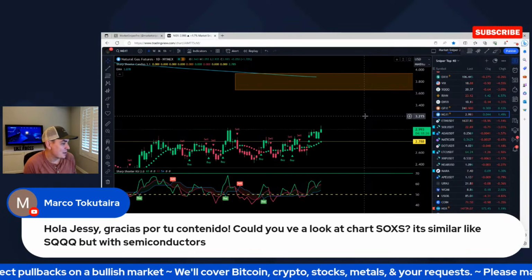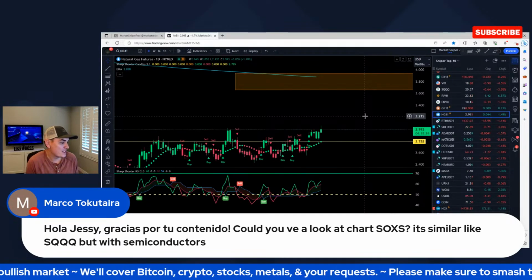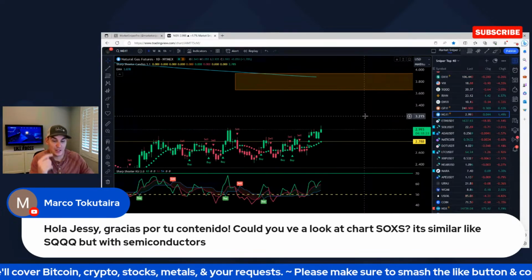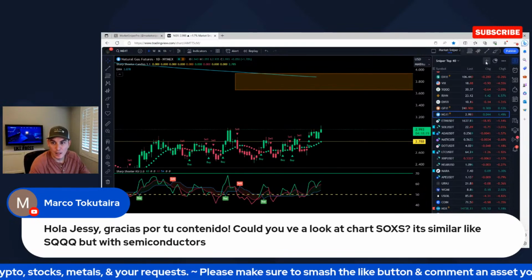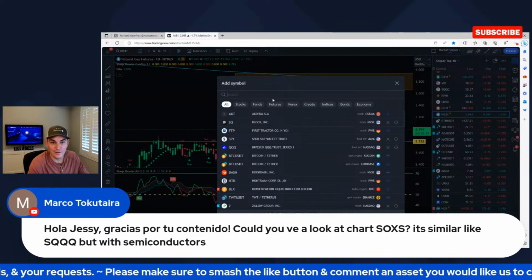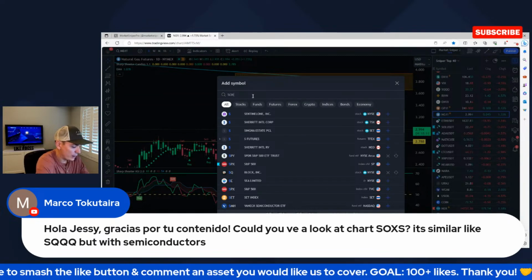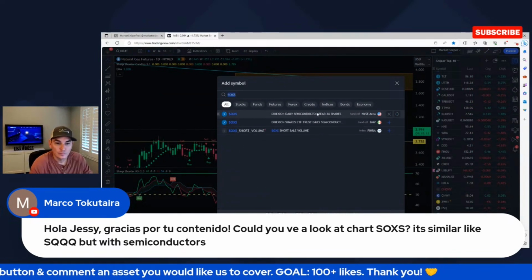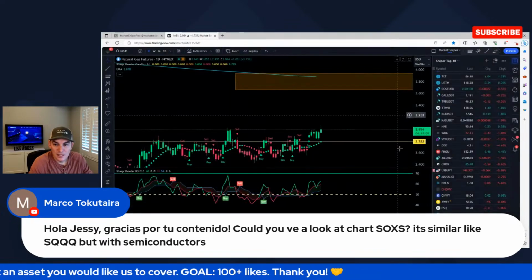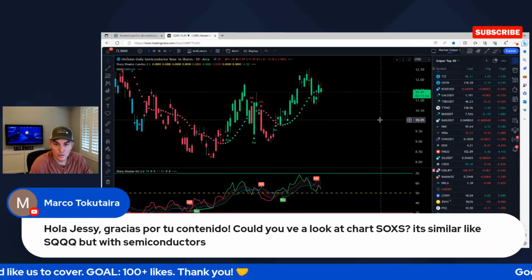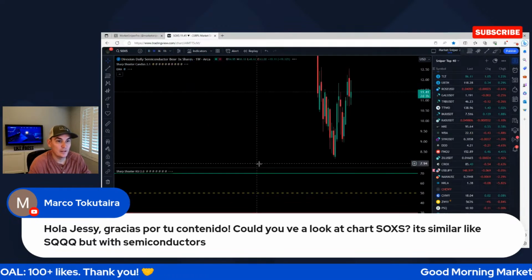So it's similar to SQQQ, but with semiconductors. Okay, so it's the inverse. Yeah, I've looked at this before a long time ago. I had a lot of these type of ETFs in the past, but we can take a look at it real quick. Semiconductors, right? Let's take a look at the weekly chart.